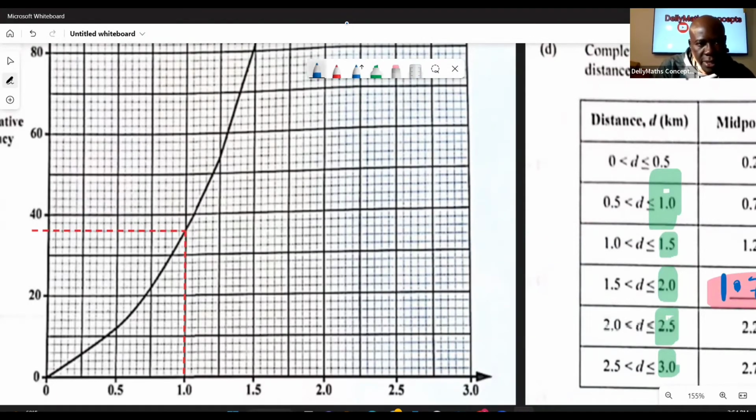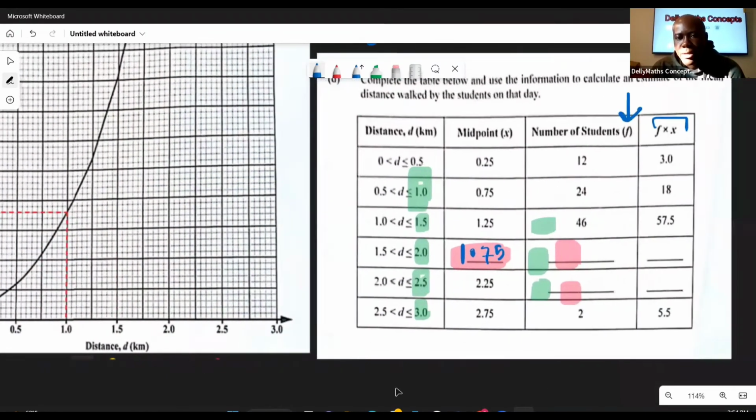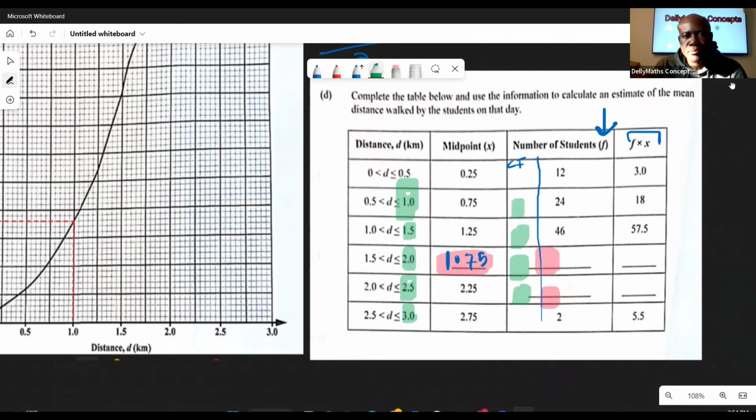So this is 36, but this is not the frequency. This is the cumulative frequency. So what I'm suggesting here is that we understand that at 1, this is the cumulative frequency. Can I just put CF right here? I'm putting CF right here to mark it off. So at 1, I would have seen 36, right? So at 1, I got 36. And 36 is not the frequency. It's the cumulative frequency.